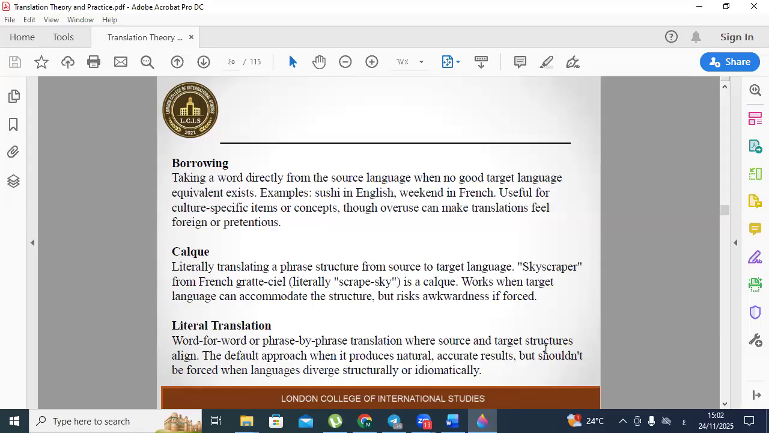Literal translation: word for word, or phrase by phrase translation, where source and target structures align. The default approach when it produces natural, accurate results, but shouldn't be forced when languages diverge structurally or idiomatically.